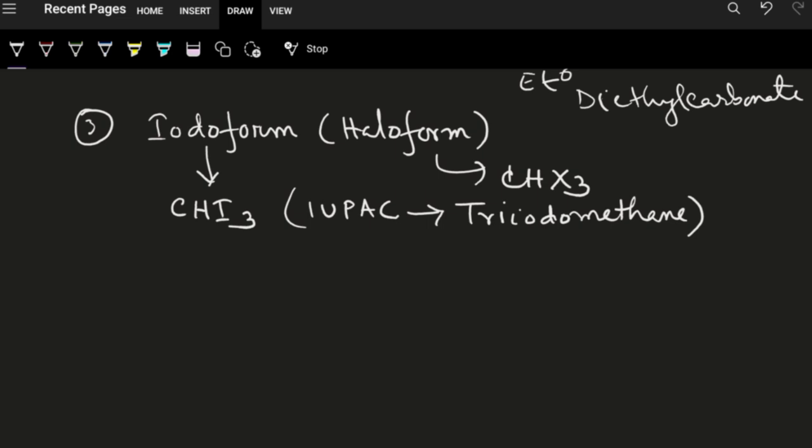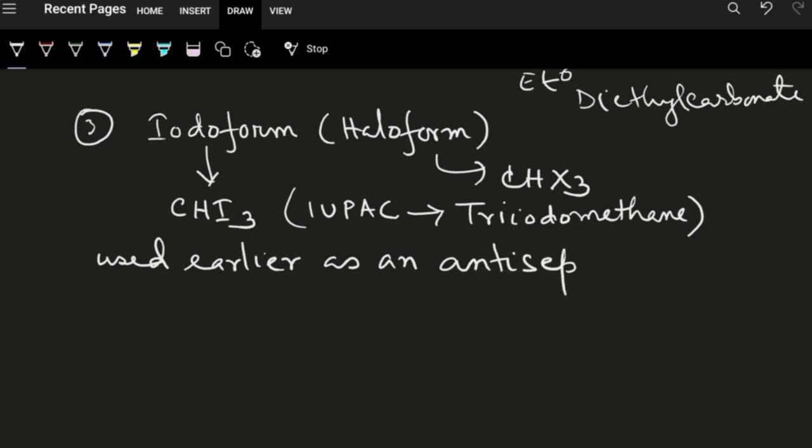It used to be used as an antiseptic. It was used earlier as an antiseptic. But when iodoform was used as an antiseptic, the antiseptic properties were not due to the iodoform, but due to the liberation of free iodine.